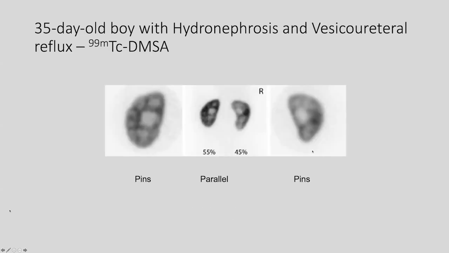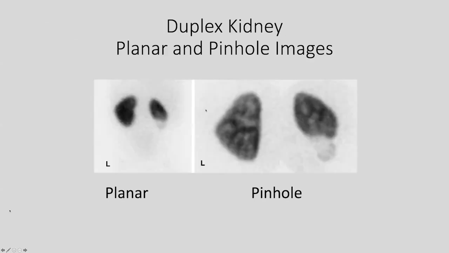Here's an example to show the difference between planar imaging with a parallel hole collimator and pinhole imaging. I think you can appreciate that in this very young 35-day-old boy with hydronephrosis, the outline of the kidney and the spatial resolution is much better with a pinhole collimator than with a parallel hole collimator. There's no question about that.